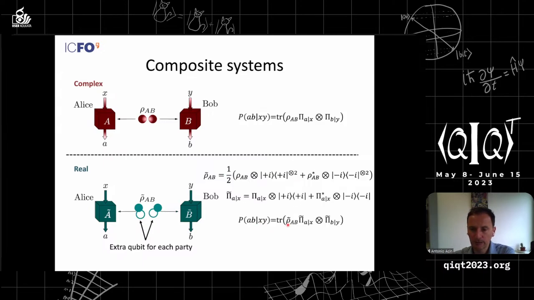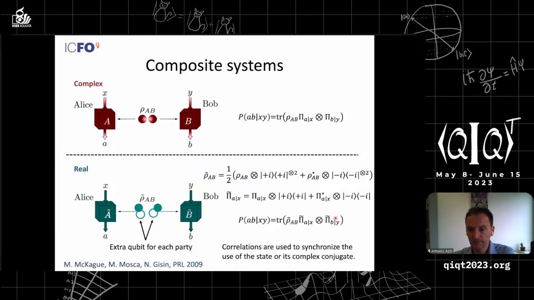And now if you compute the probabilities with these real operators and these real measurements, you get the same numbers. So again, there is no way you can falsify real quantum theory in any Bell scenario. And you can interpret this as I and minus I being a flag telling the parties whether the state received is rho or rho complex conjugate, and the measurement has to be either pi or pi complex conjugate. This is a way of interpreting it, but you can forget about this, and you can simply see it as a real explanation for your experiment.